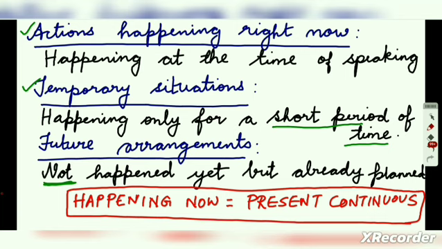So remember, present continuous tense can be used for actions happening right now, temporary situations, and future arrangements. But most commonly, we hear the present continuous tense. Think of an action that is happening now. If it is happening now, it is the present continuous tense.